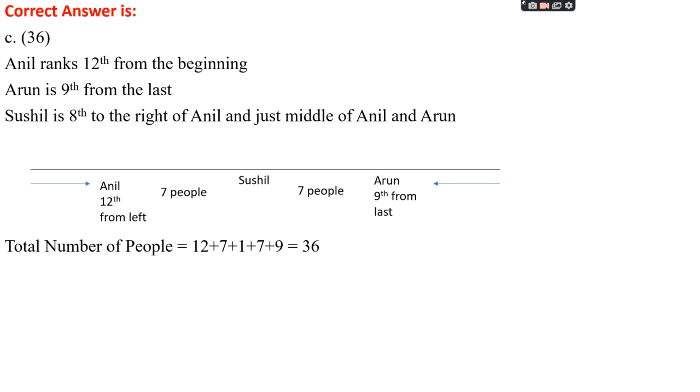Anil's rank is 12th from the beginning. Arun is 9th from the last. Sushil is 8th to the right of Anil and just in the middle of Anil and Arun.